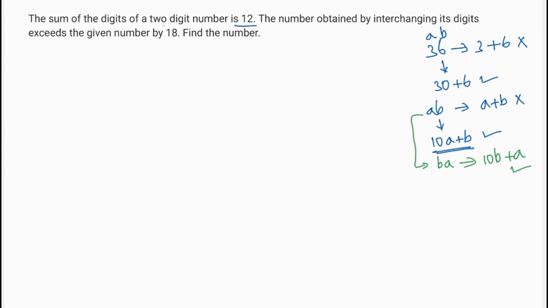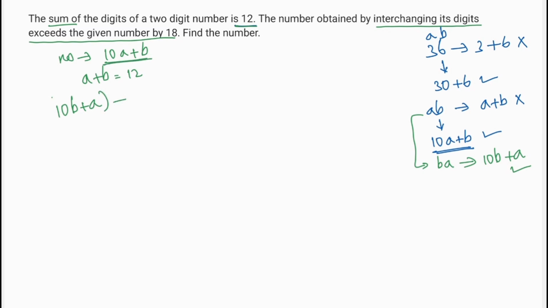The sum of the digits of a 2-digit number is 12. So let us assume the 2-digit number as 10A plus B. And the sum of the digits, A and B are the digits, so sum of them is 12. Okay, and the number obtained by interchanging its digits. Okay, see, if I interchange, the number will be 10B plus A. Okay, and this number exceeds the original number. So this number is greater than the original number 10A plus B by 18.